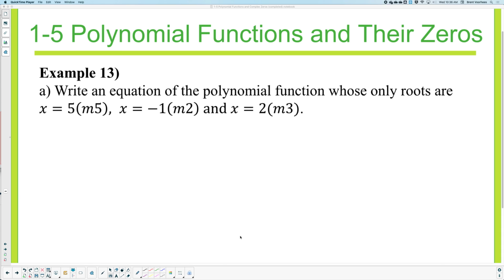Last 3 examples. Example 13. It says write an equation of a polynomial function whose only roots are x equals 5, multiplicity of 5, x equals -1, multiplicity of 2, and x equals 2, multiplicity of 3. You go ahead and write out what you think this would be. I'll give you just a few seconds. Give us at least 2 minutes. I'm going to write up here, but I'm going to pause your screen so you can't see it. You write what you think it's going to be.